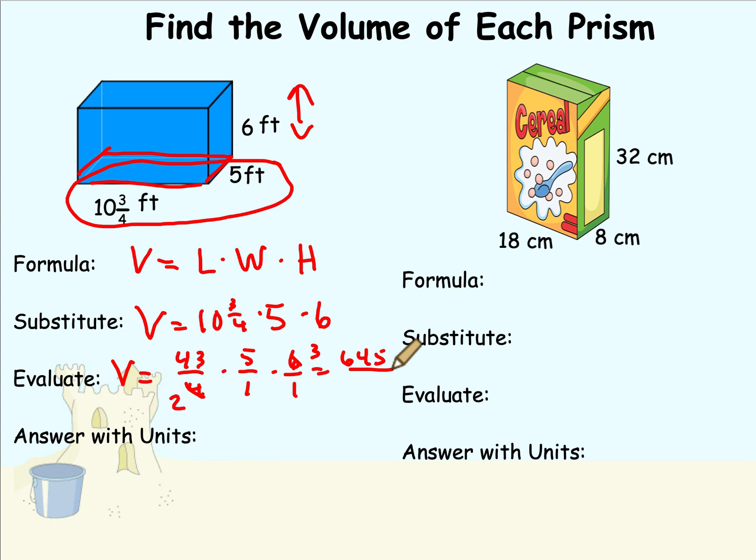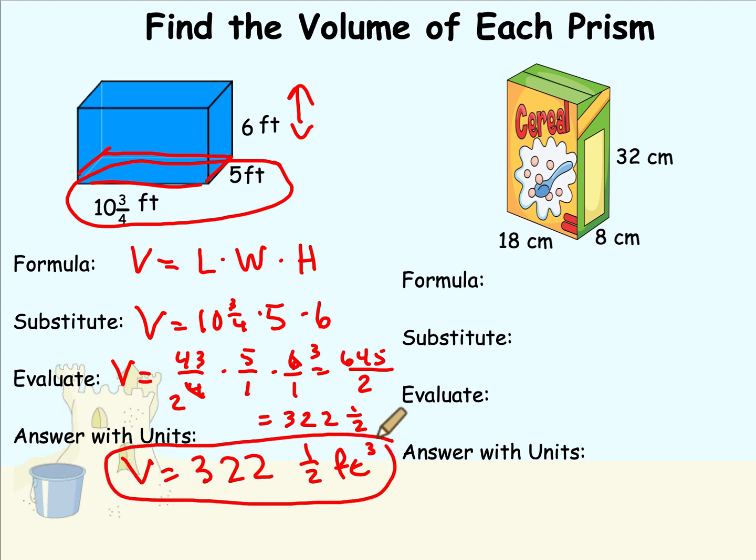which gives me 645 over 2 times 1 times 1, which is 2. And when I go ahead and simplify that, it gives me 322 and 1/2. So my volume is 322 and 1/2 cubic feet. So make sure you use the correct units.